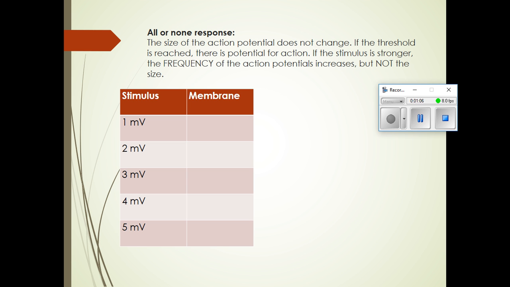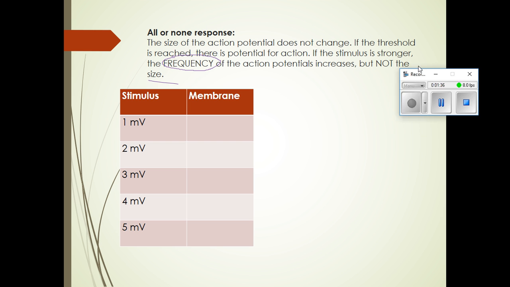If the stimulus is stronger, so let's say we're talking about light and the light was brighter, or sound and the sound was louder, or touch and the touch was harder, rather than having a bigger action potential so that your nervous system could interpret that the stimulus was stronger, it's the frequency of action potentials that would change. So frequency here is the key word. We're talking about how often they happen, but not the size.